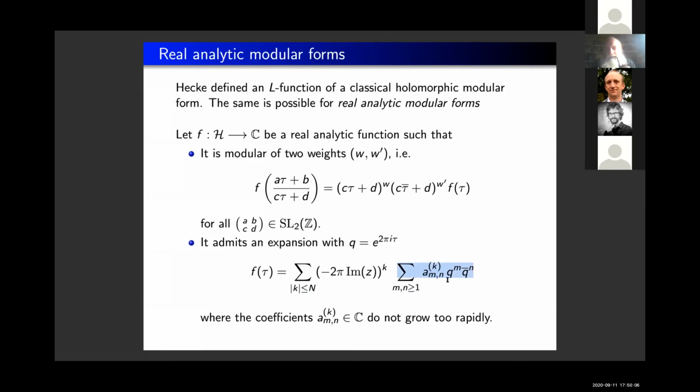So a two-dimensional power series in q and q bar. A classical holomorphic modular form would have no q-bar dependence, and we wouldn't allow any powers of the imaginary part of z here. Okay, so the summation range for k is finite, but the m and the n's go off to infinity. And I need a very, very weak condition on the coefficients, that they don't grow too fast. These conditions are amply satisfied for modular graph forms.